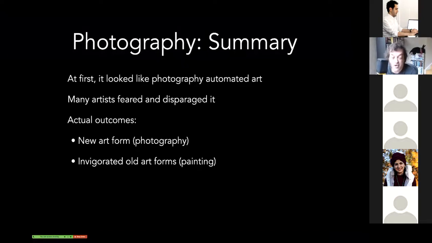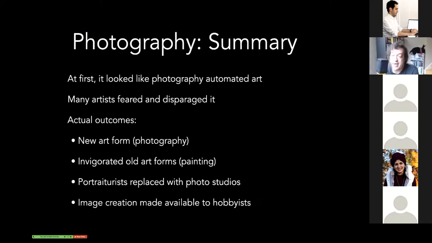The more functional portrait role of art, as well as other functional roles of recording, engineering projects and so on, were replaced with photography. And finally, image creation became much more widely available to hobbyists. And now we all basically carry cameras in our pockets, and we have these abilities to communicate and share that were not available 200 years ago. So all in all, I would view photography as having an extremely positive and invigorating effect on the arts.